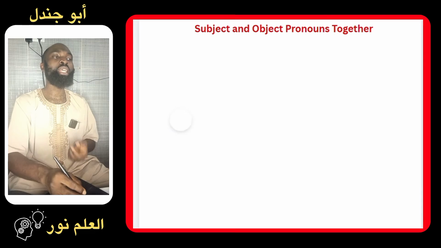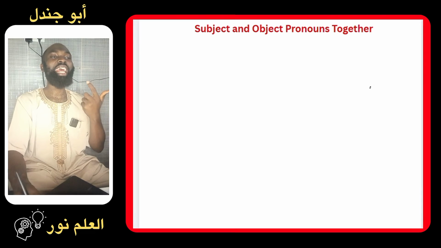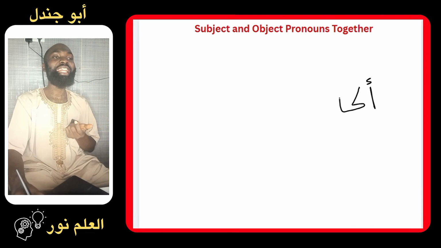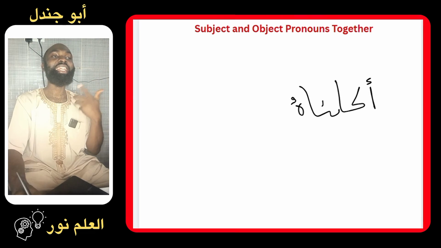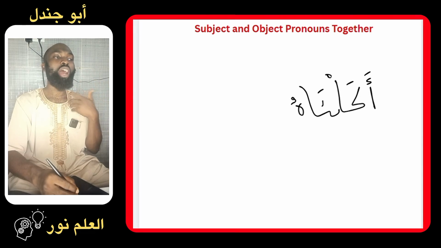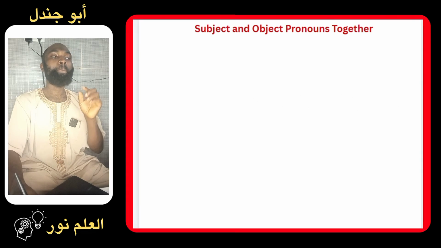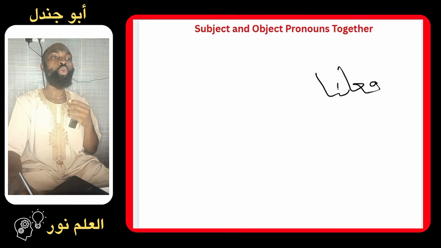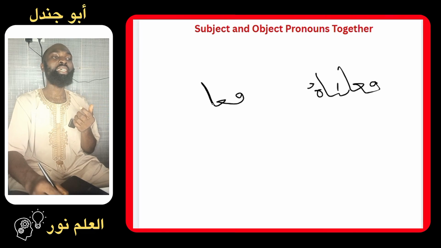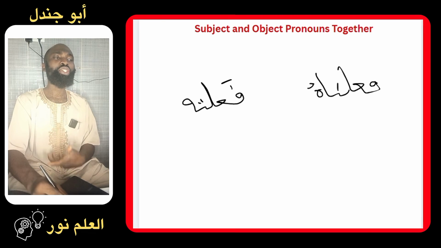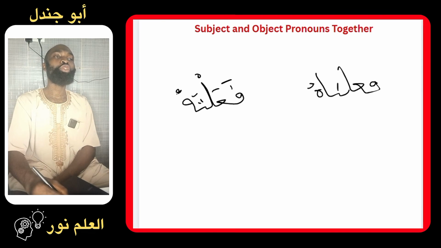You can even say we ate it. It will simply be akalnahu, we ate it. Or you can say fa'alnahu, we did it. Or we can say fa'alathu, she did it. So this is how easy it is to use the subject and the object pronoun in a single word.